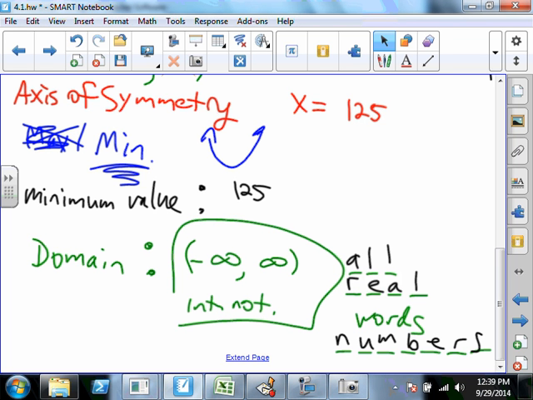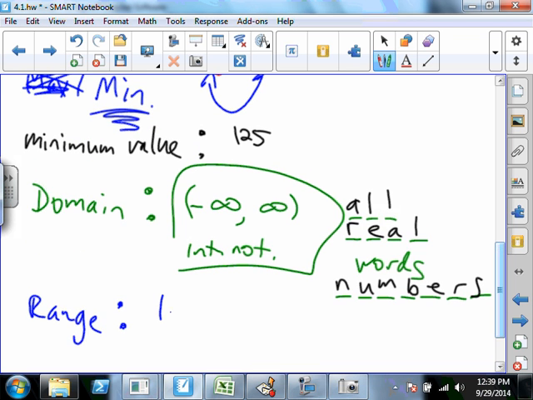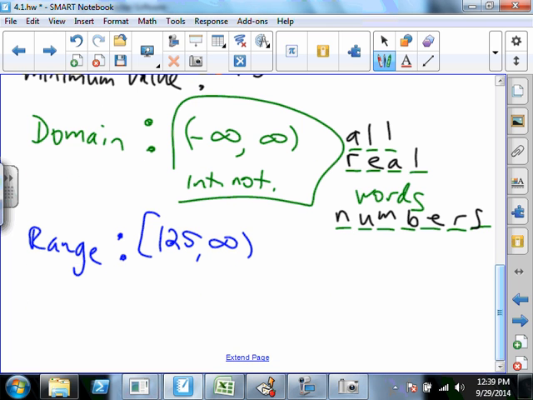Now this does have a minimum value, and that's going to help shape our range. Our range goes from the minimum, which is 125, all the way to infinity. But there's another way to say this. In words, we're going to say all real numbers greater than or equal to 125. Okay.